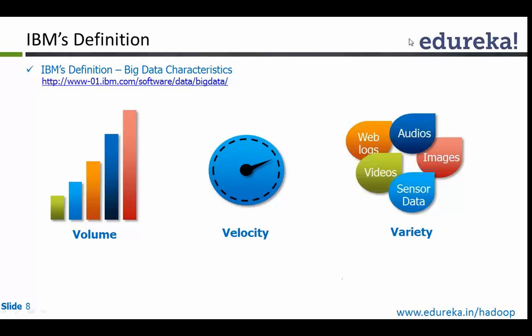What IBM says is it also has to be velocity. In some scenarios, processing a huge volume of data in say 20 minutes may be too late, right? To get insights for a mission critical application, 20 minutes may be too late. So velocity is also a key factor in deciding a big data platform and a big data solution in most cases. And then variety, so there can be a variety of content.